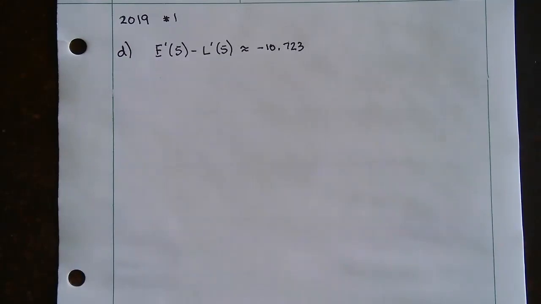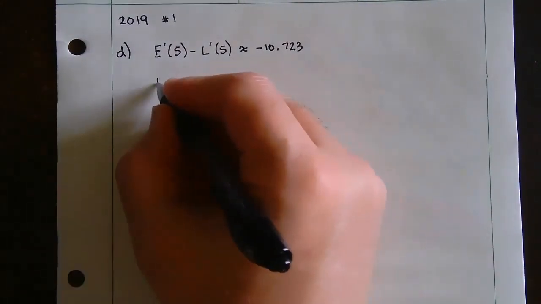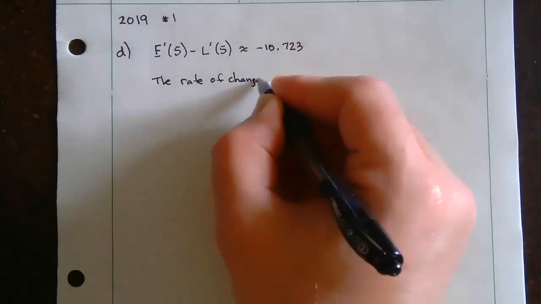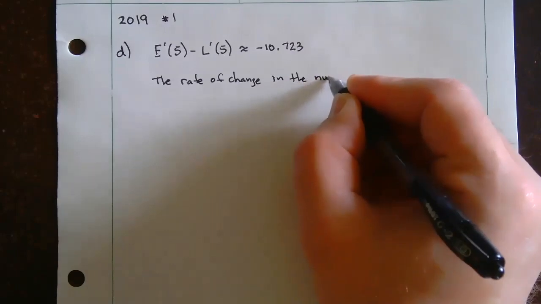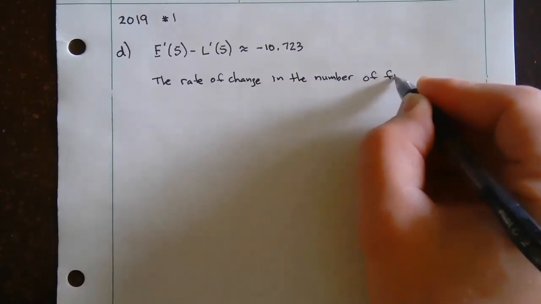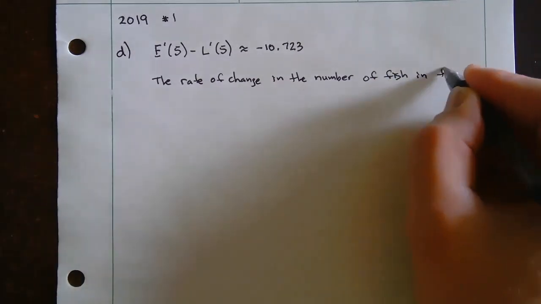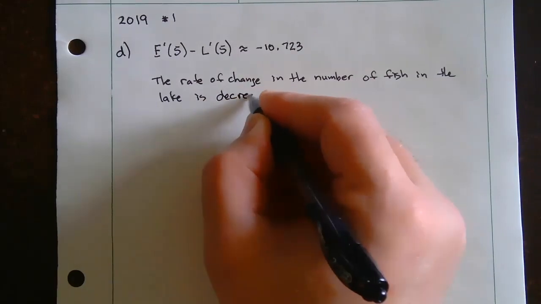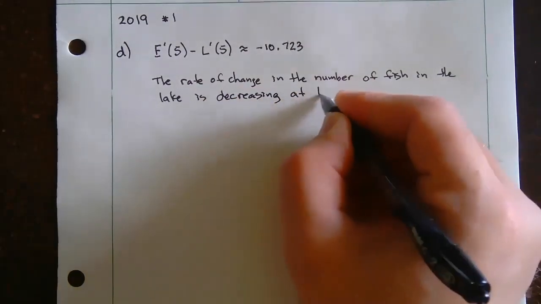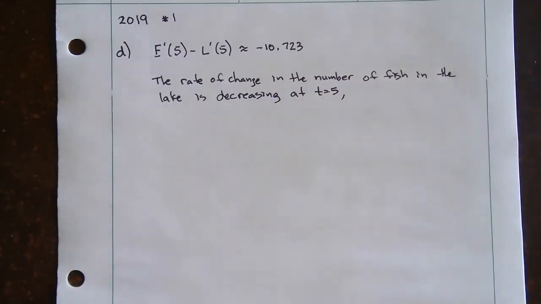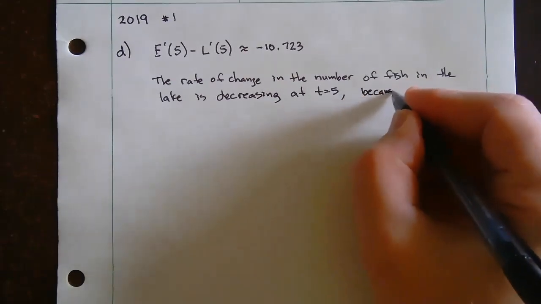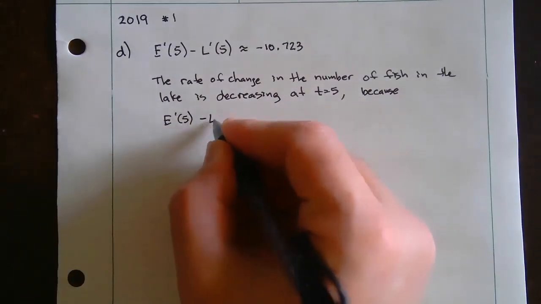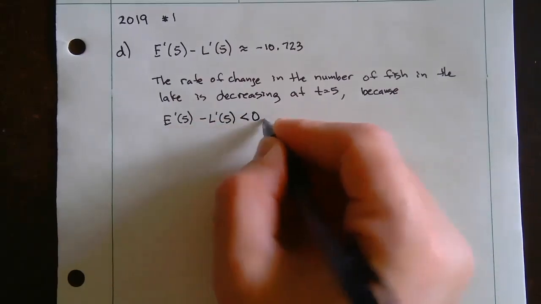So the original question was, is the rate of change in the number of fish? So the rate of change in the number of fish in the lake is decreasing at t equals 5, comma. Okay, so why? It's because this came out to be negative, right? Because E prime of 5 minus L prime of 5 was less than 0.